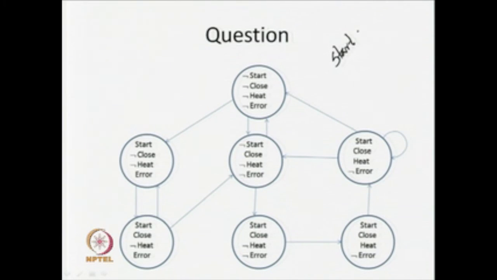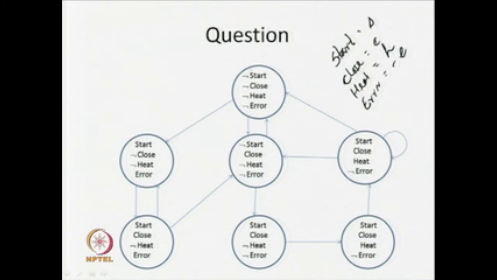I am going to represent start by S, then I have close, which I represent by C. Heat is represented by H, and error is represented by E. So, these are the 4 state variables I will need to represent this particular state.